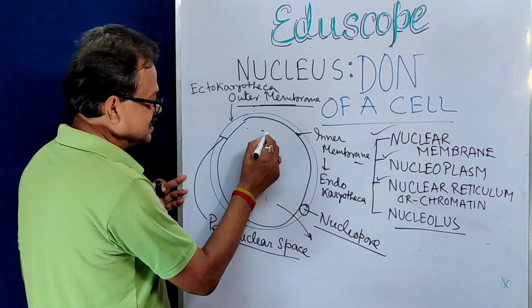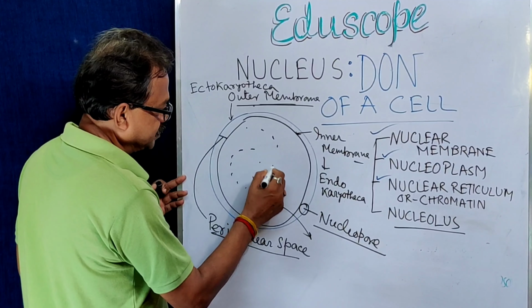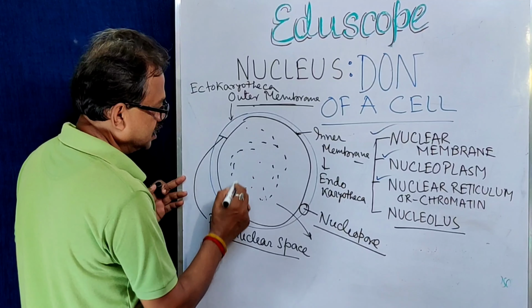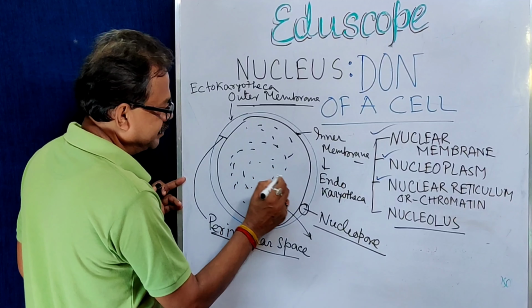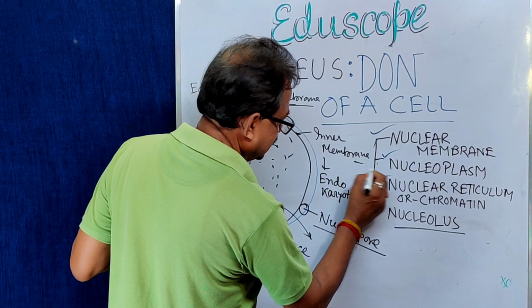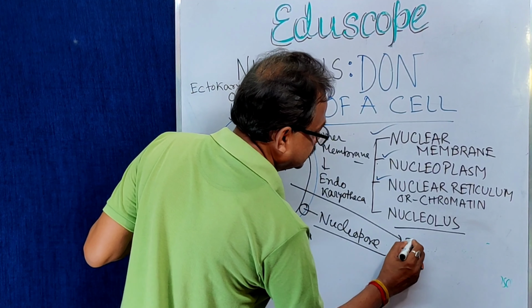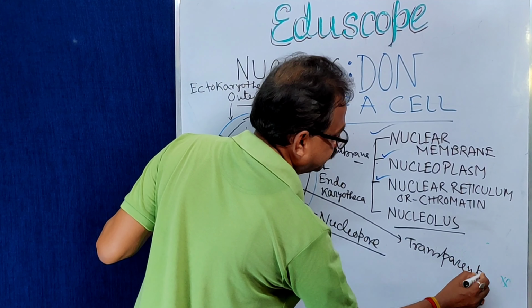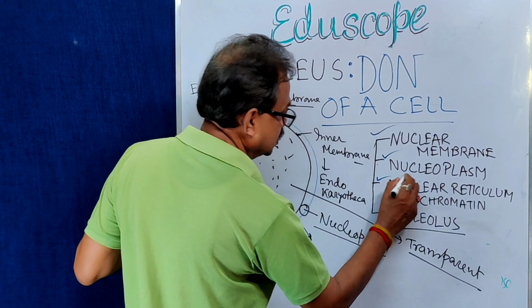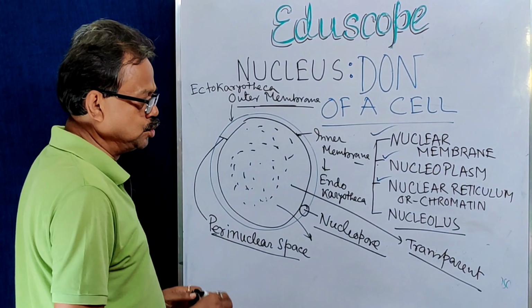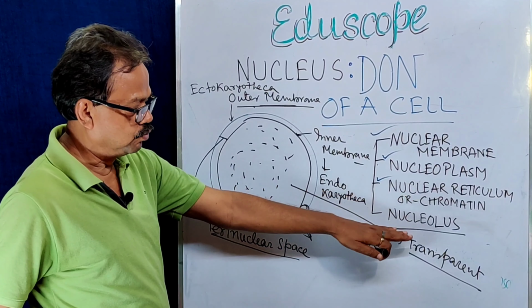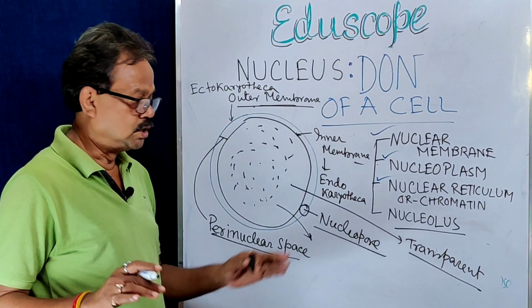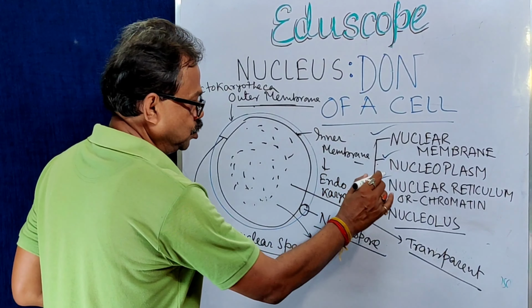And inside this there is a liquid, semi-solid part, very transparent, that is called nucleoplasm. In this nucleoplasm, the nuclear reticulum and nucleolus are present. So these are all about nucleoplasm.